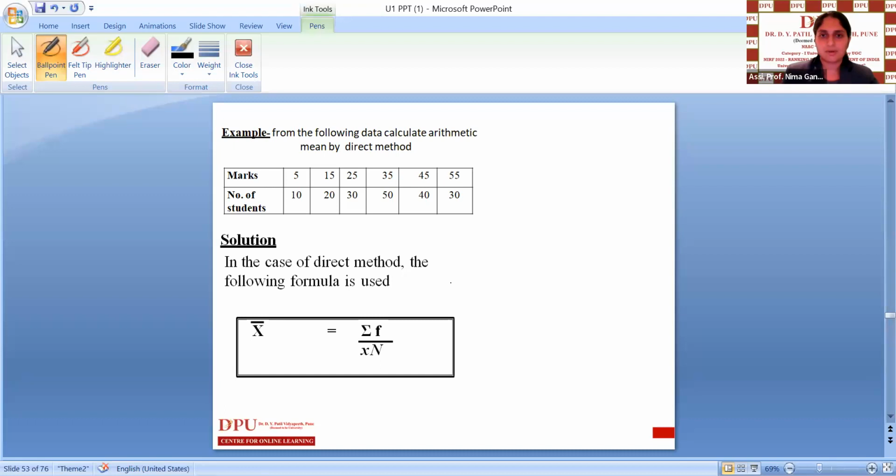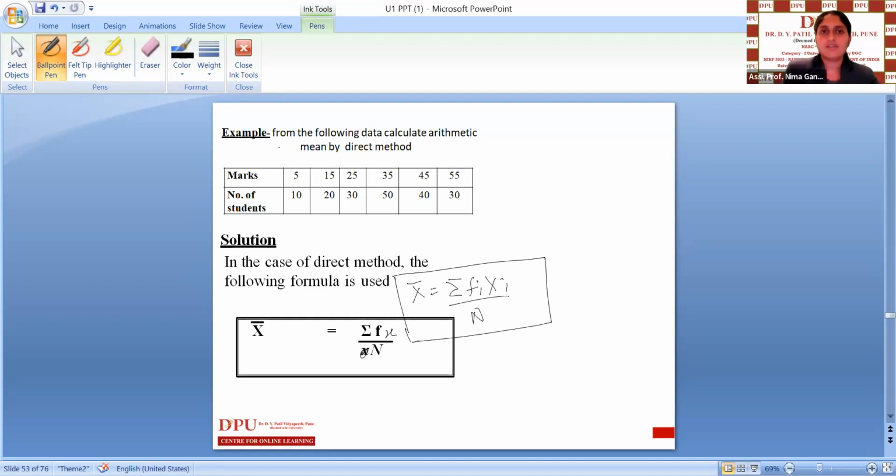Some formatting problem is there. So what is the formula? X bar is summation of fi xi divided by capital N. So this x must be here. So this is x bar. X bar is summation of fi xi divided by capital N.